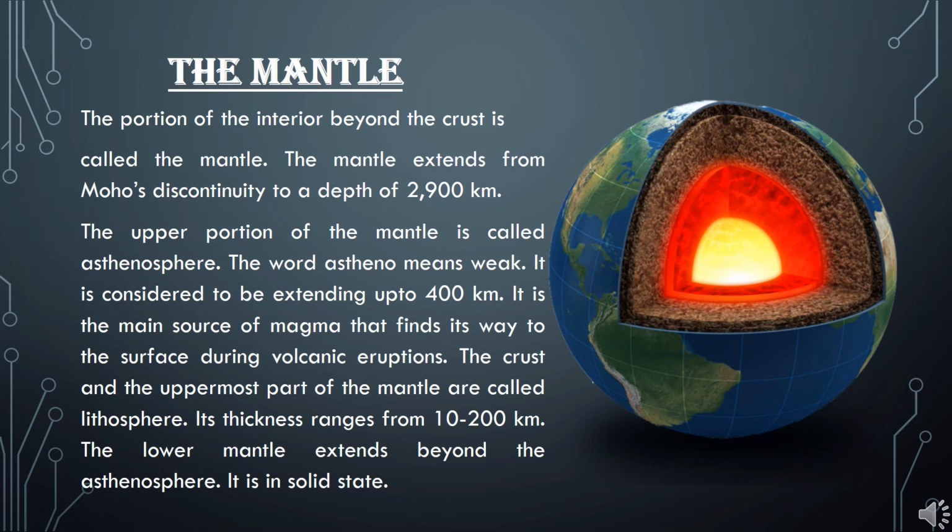The crust and the uppermost part of the mantle are called lithosphere. Its thickness ranges from 10 to 200 km. The lower mantle extends beyond the asthenosphere. It is in solid state.